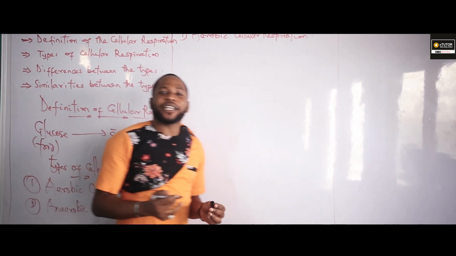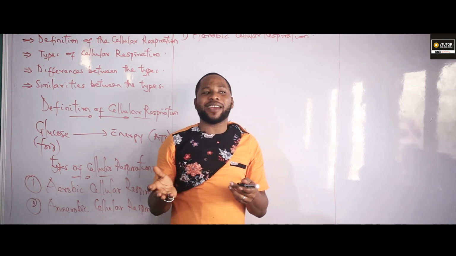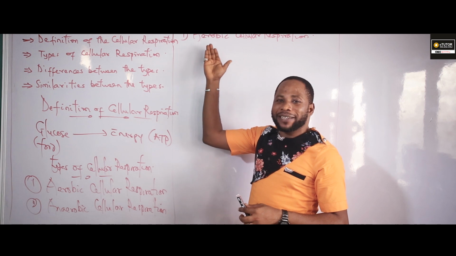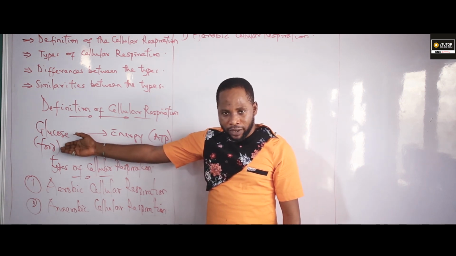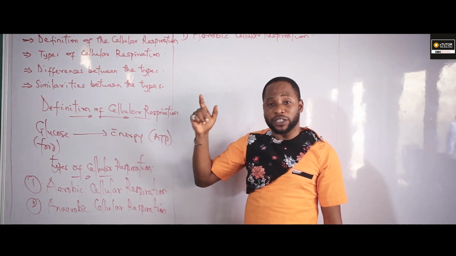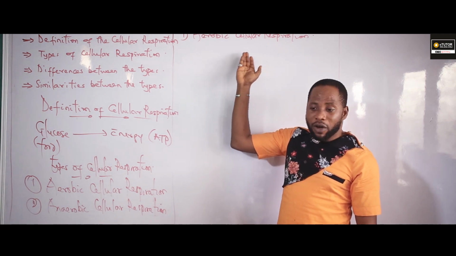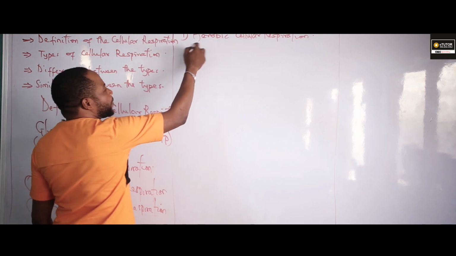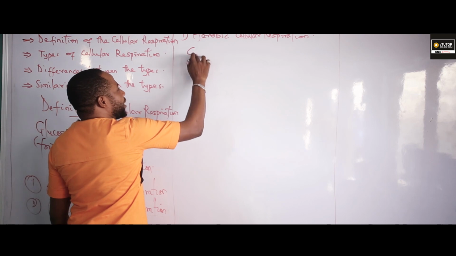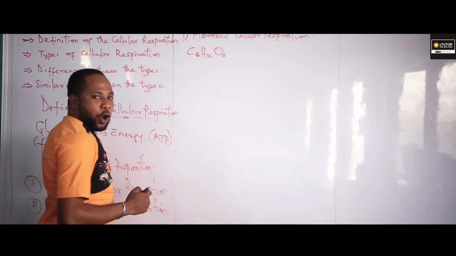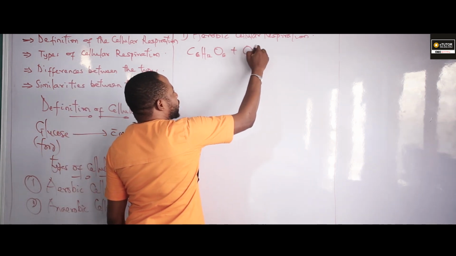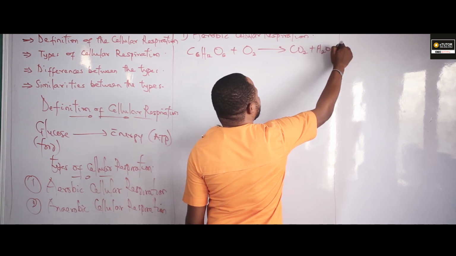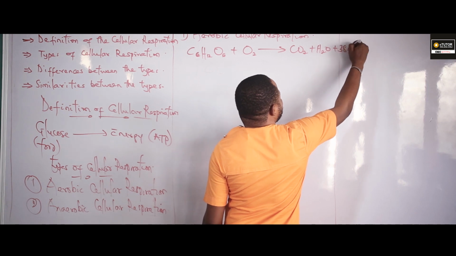Aerobic cellular respiration is the breaking down of food, glucose, into energy in the presence of oxygen. Anything aerobic means presence of oxygen. We use this equation to explain it better. This is our food, our glucose. The conversion occurs in the presence of oxygen, and it is converted to carbon dioxide plus water plus 38 ATP.